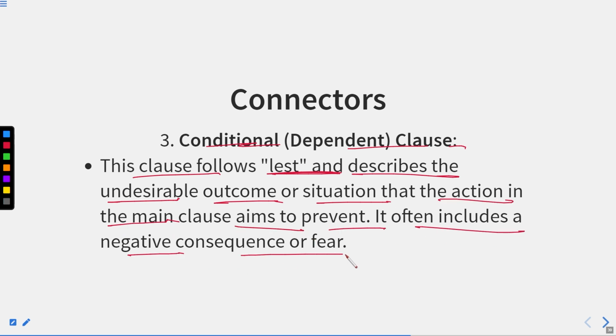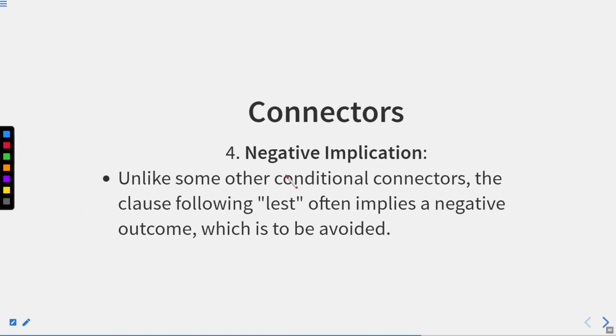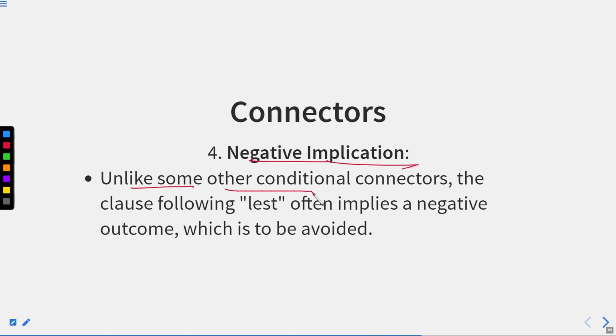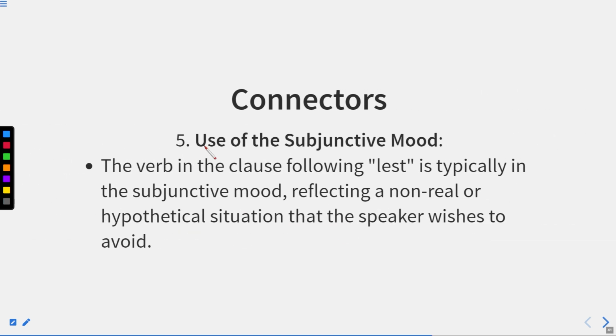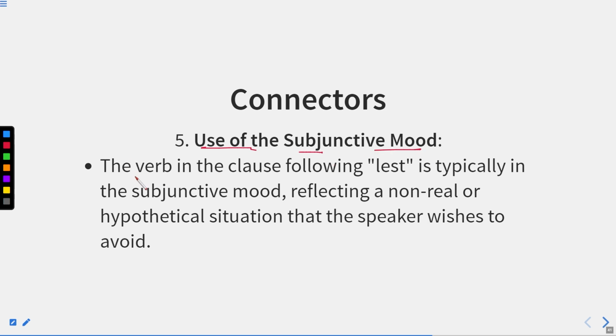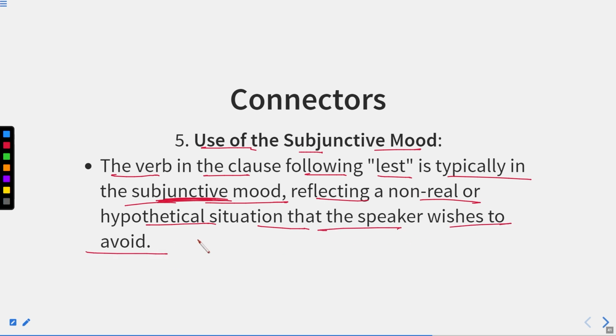It often includes a negative consequence or fear. Negative implication: unlike some other conditional words or connectors, the clause following lest often implies a negative outcome which is to be avoided. Use of the subjunctive mood: the verb in the clause following lest is typically in the subjunctive mood. Subjunctive mood means the situation is imaginary, reflecting a non-real or hypothetical situation that the speaker wishes to avoid.